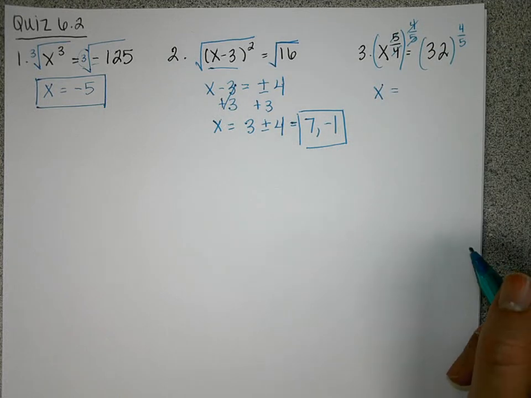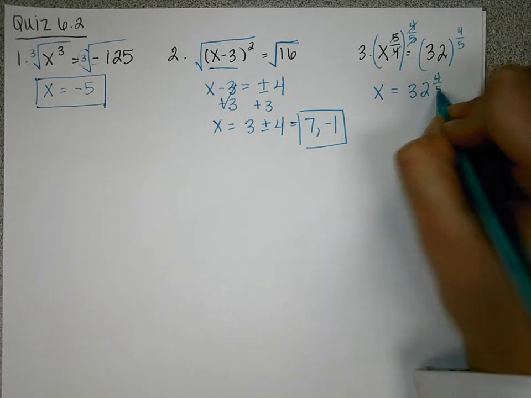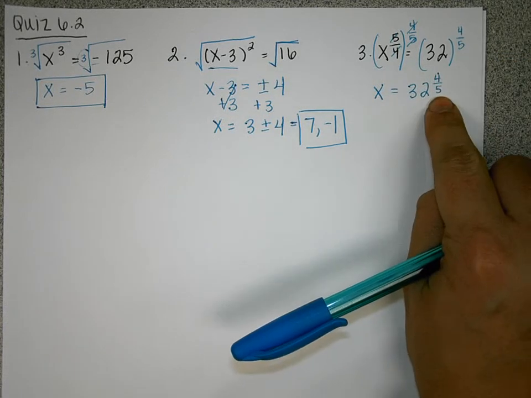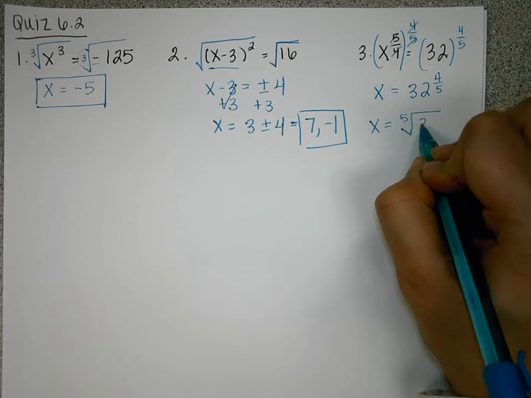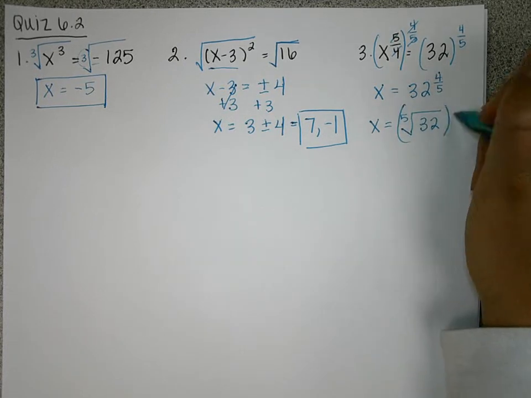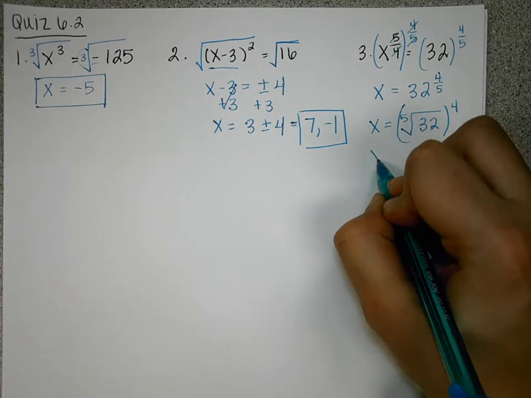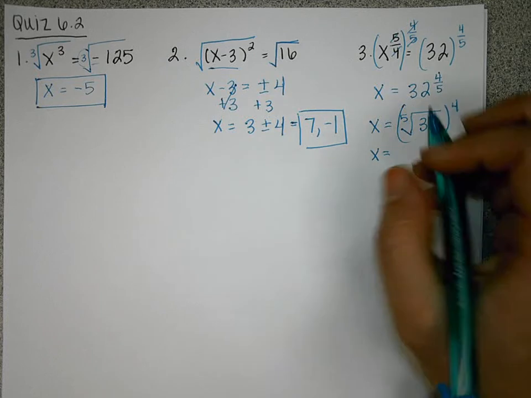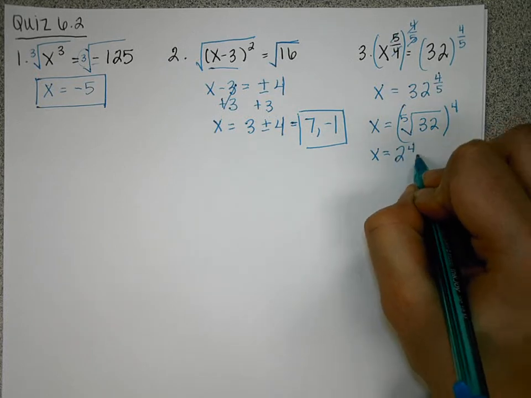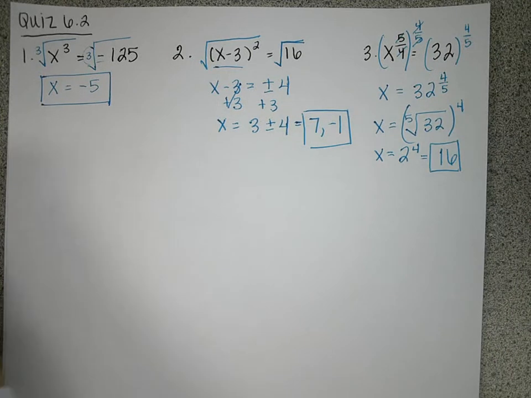equals 32 to the 4 over 5. Now we can do this, right? This is x equals the 5th root of 32, all of that to the 4th power. What's the 5th root of 32, guys? 2. So this is 2 to the 4th power, which gives me 16. That was worth 1 point. The whole quiz was out of 12.